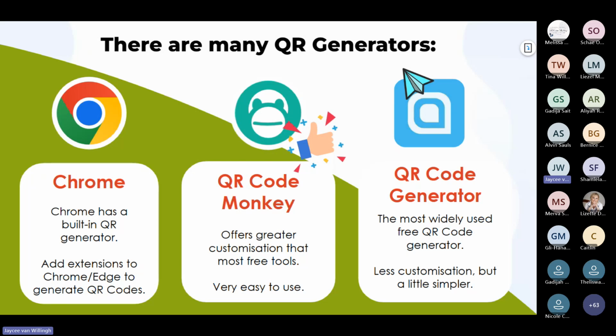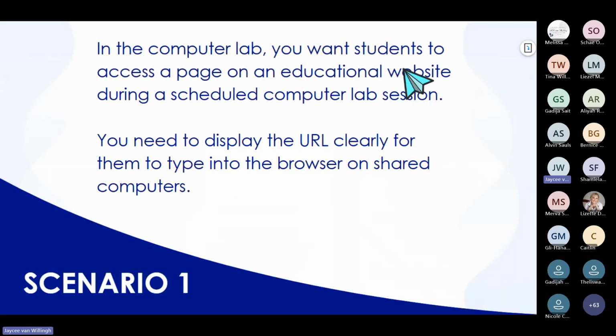Right? So in our first scenario, in the computer lab, you want students to access a page on an educational website during a scheduled computer lab session. You need to display the URL clearly for them to type into the browser on shared computers. Now in the chat, like Ms. Bailey said, which product would you use to create this? So they have to retype the URL so that they can access it on their shared computers.